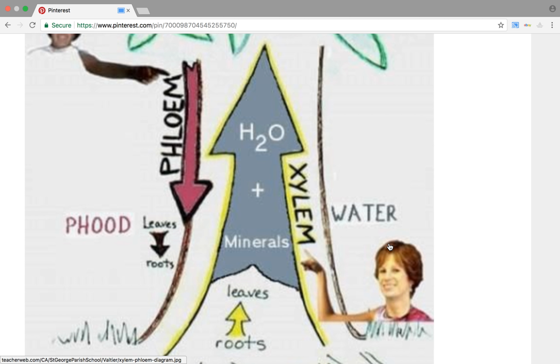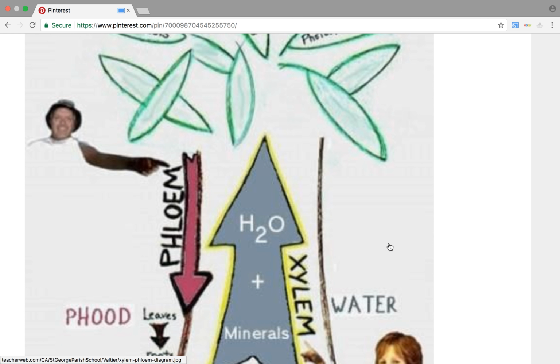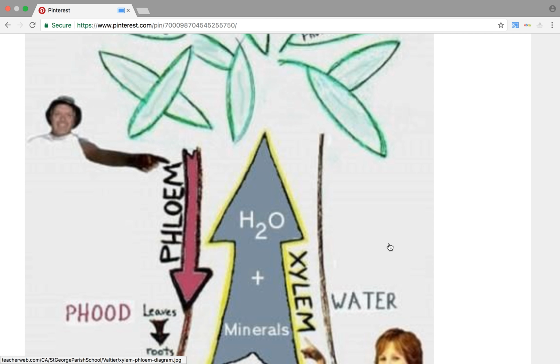What does xylem transport? Water and some minerals, from the roots to the leaves. So the water is actually moving upwards. Then how about the phloem? Now, phloem.